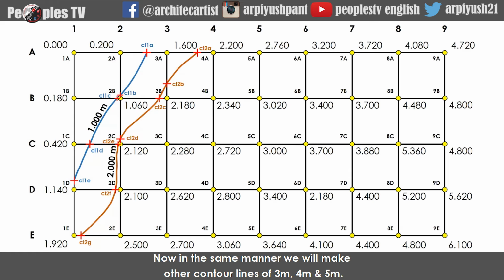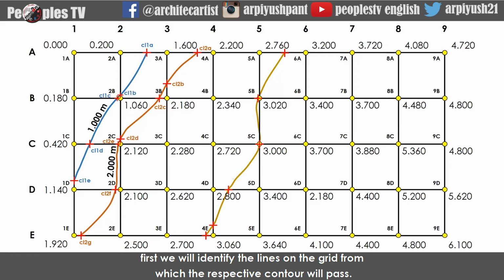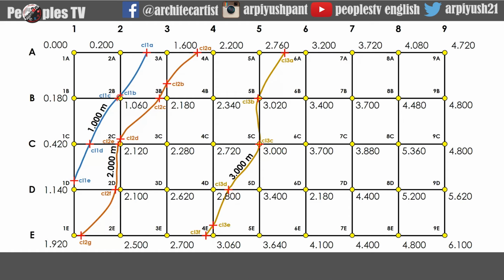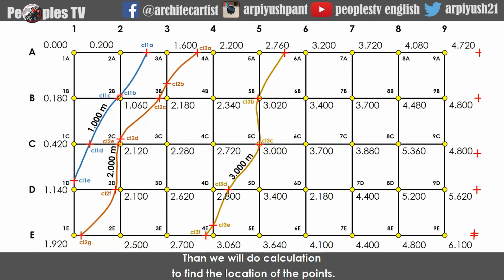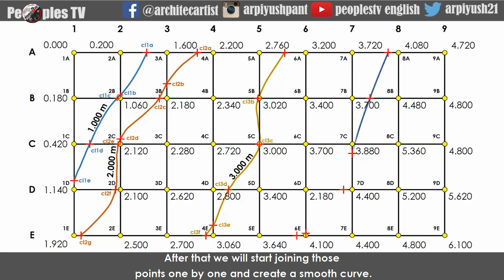Now in the same manner, we will make other contour lines of 3 meter, 4 meter and 5 meter. The process will be the same. First we will identify the lines on the grid from which the respective contour will pass. Then we will do calculations to find the location of the points. After that we will start joining those points one by one and create a smooth curve.